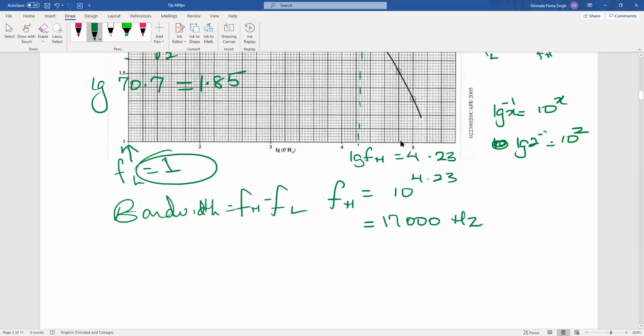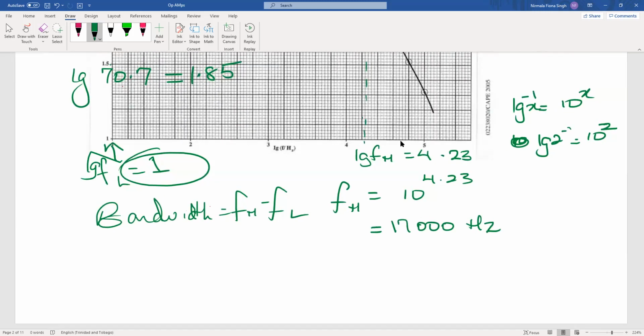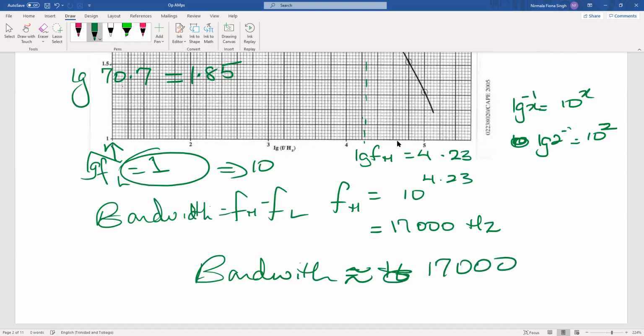Anti-log of log 1 would end up giving you 10. So in this case, your bandwidth is essentially 17,000, because 17,000 minus 10 is going to give you 16,990. Basically 17,000. If you had to round that up in standard form, 17,000. So bandwidth is equal to 17,000.